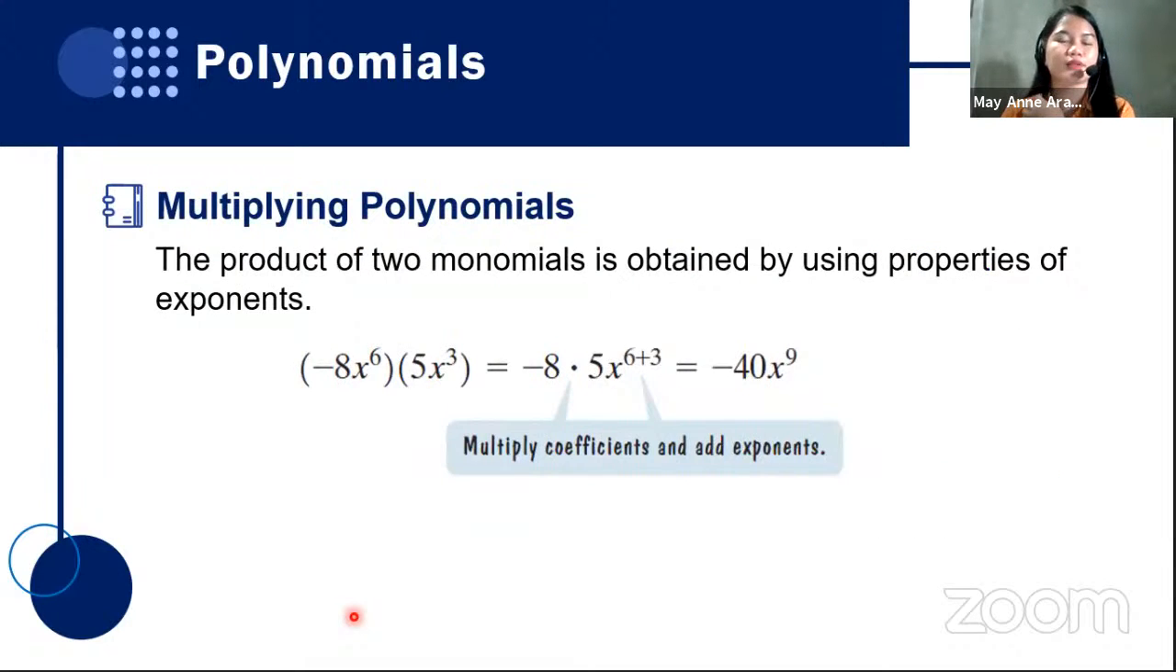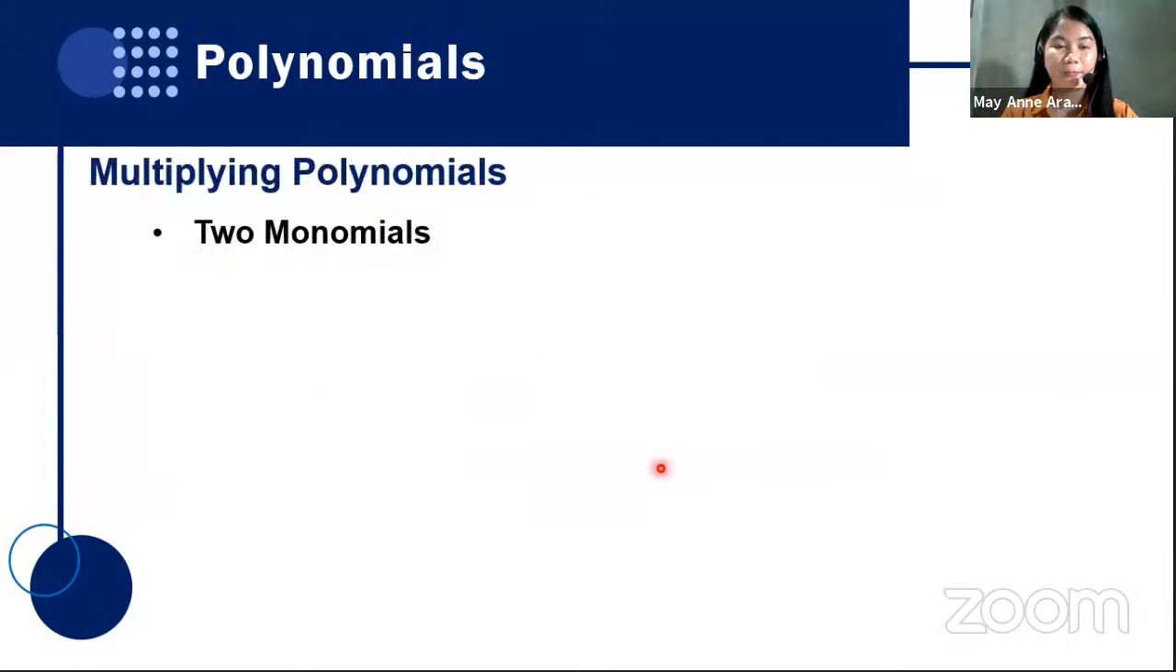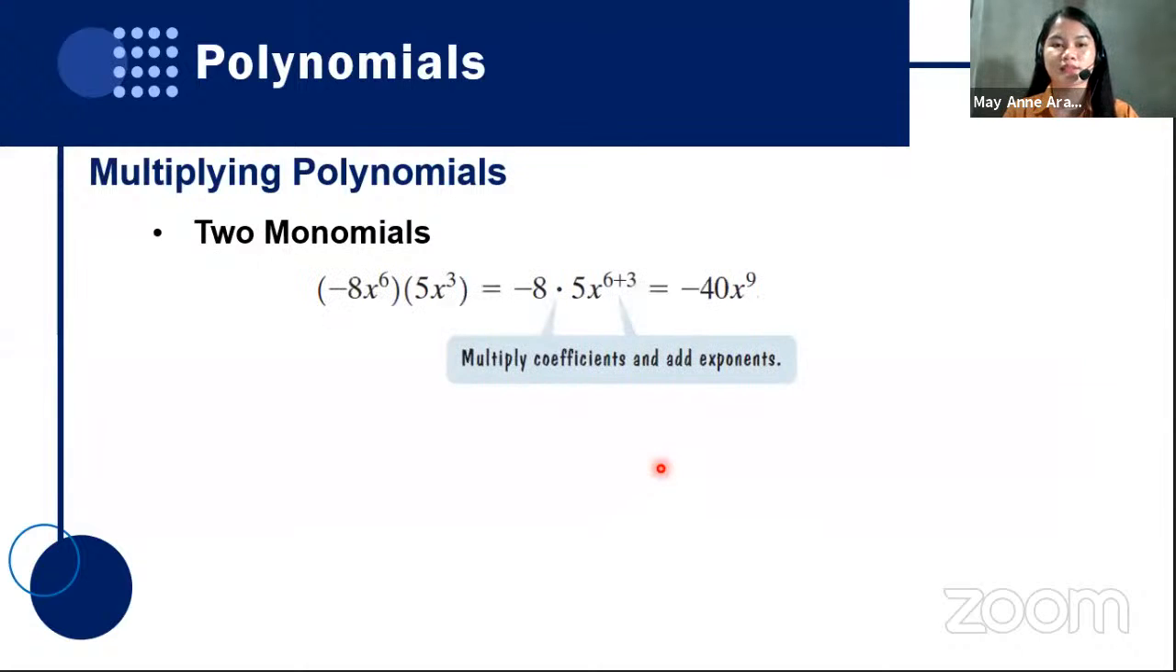Next, for multiplying polynomials, we have to apply the properties of exponents. So, for monomials, we'll just multiply the constant part. So negative 8 times 5 is negative 40. And since x raised to 6 and x cubed have the same base, you just add the exponents. So 6 plus 3 is 9. So negative 40 times x raised to 9. Okay, that is multiplying two monomials. Dalawang monomial, yun yung example kanina.